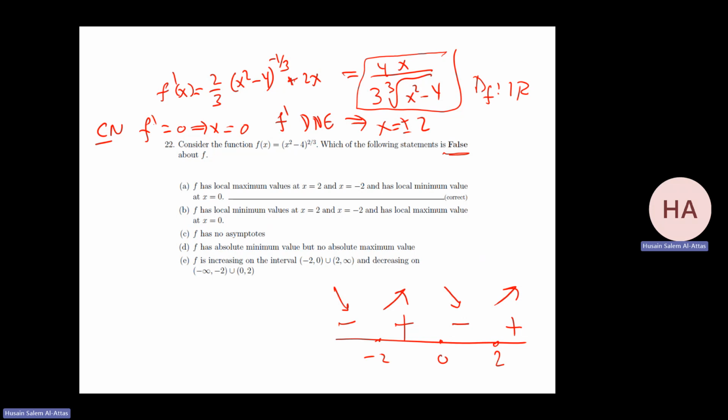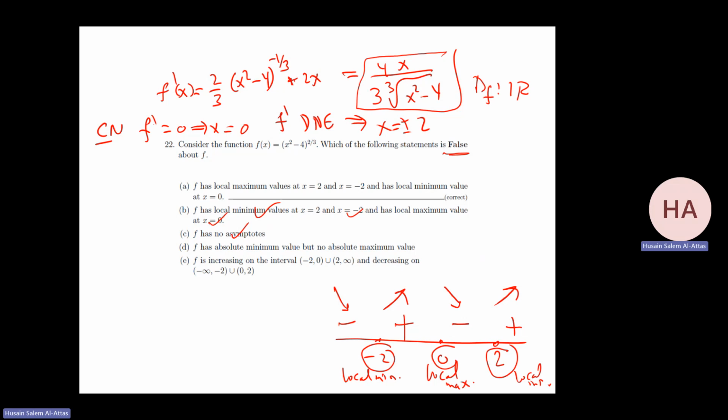Does it have a local maximum at x equal to minus 2? No, it has a minimum. Here I have a local minimum. Here I have a local minimum. Here I have a local maximum. Local minimum at x equals 0? No, the opposite. Local minimum at x equal to minus 2, yes. Local maximum, yes. No asymptotes, actually, the function is defined everywhere. Absolute minimum value, but no absolute maximum.